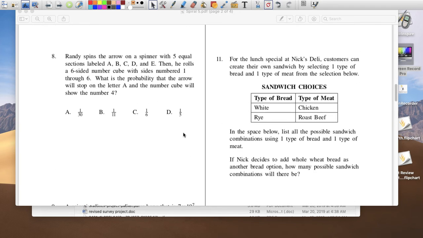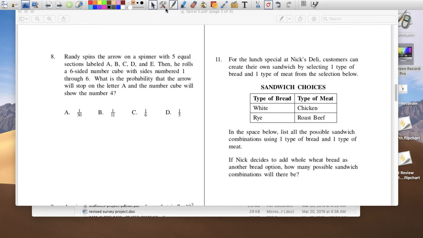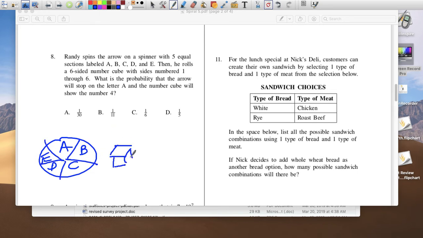Number 8. Randy spins the spinner, and the arrow on the spinner has 5 equal sections. So there's A, B, C, D, E. Right, there's 5 sections on the spinner. Then he rolls a 6-sided cube. So there's a cube here with a number, right? So there's 1, 2, whatever, all the other numbers on the other sides.